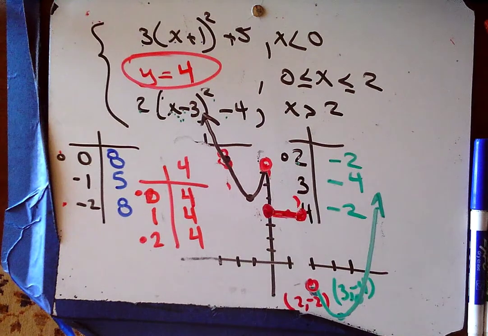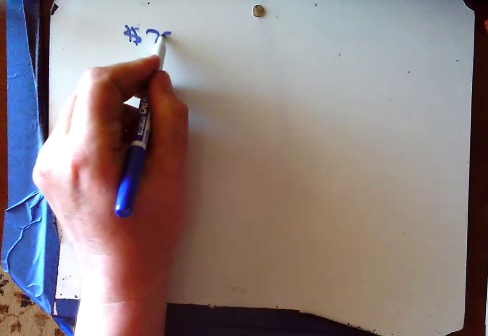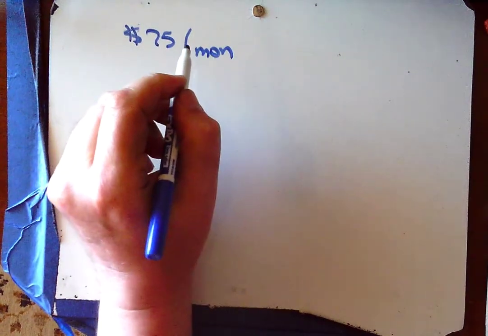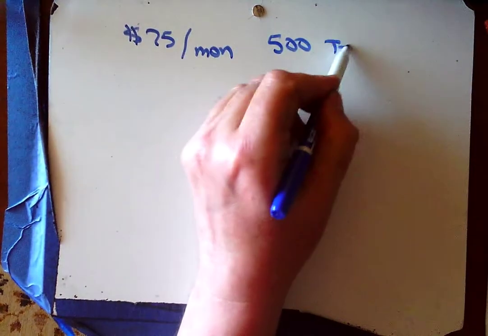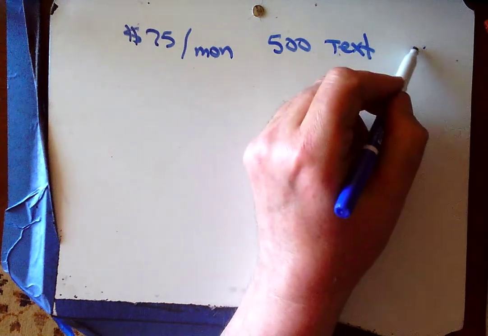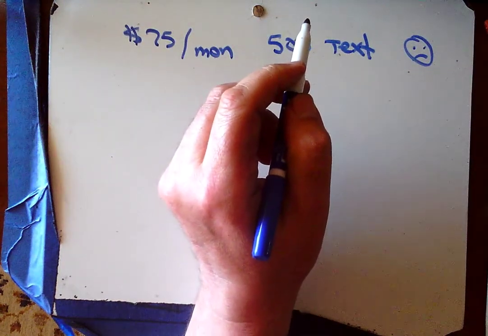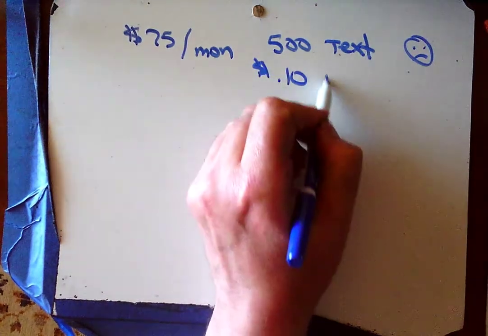Okay, the last thing I want to look at with you before you head over to the homework are some word problems. Now, the word problems we're going to see here are going to be piecewise functions. Okay, first word problem. Your cell phone plan costs $75 a month and gives you unlimited talk and 500 text messages per month. Okay, and no data. Sad face, no data. Okay, after 500 texts, it costs you 10 cents per text.